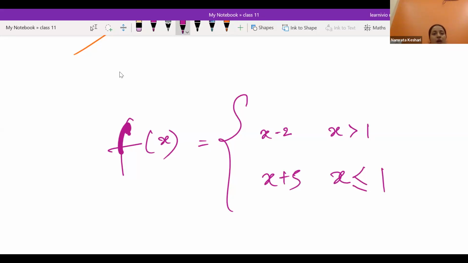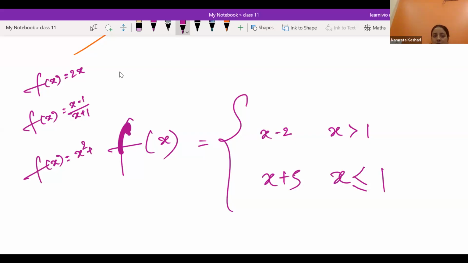What is a piecewise defined function? Till now you have seen f of x equal to 2x, or maybe f of x equal to (x minus 1) by (x plus 1), for all real numbers. x can be taken as any real number, though minus 1 was not allowed. Or maybe f of x equal to x square plus 5. Till now you have seen functions like this. You take any real number as x, and accordingly you keep getting the output y. That means you keep getting f of x.